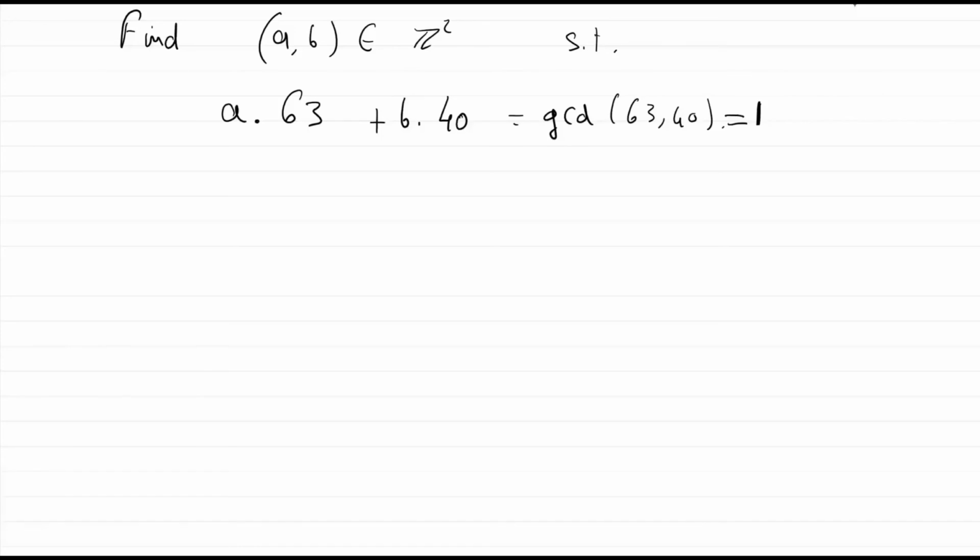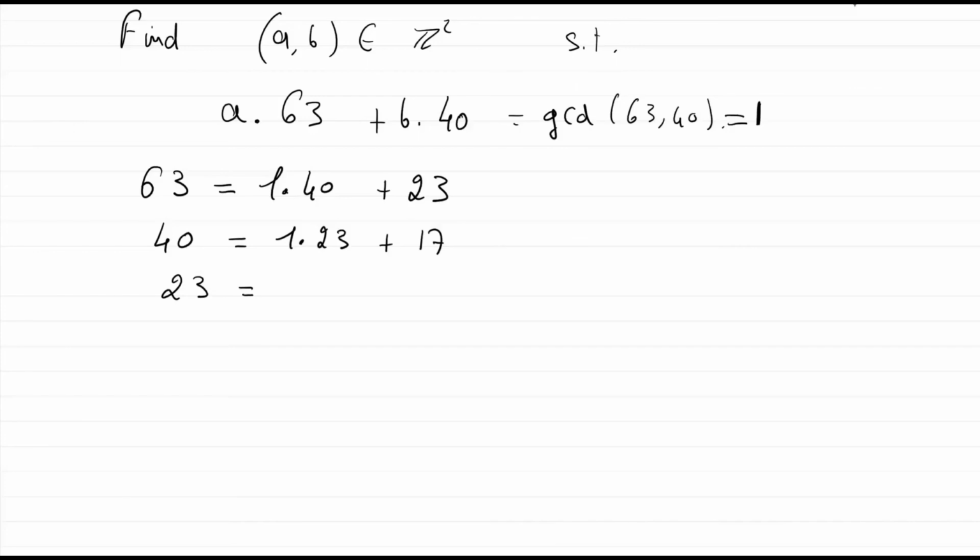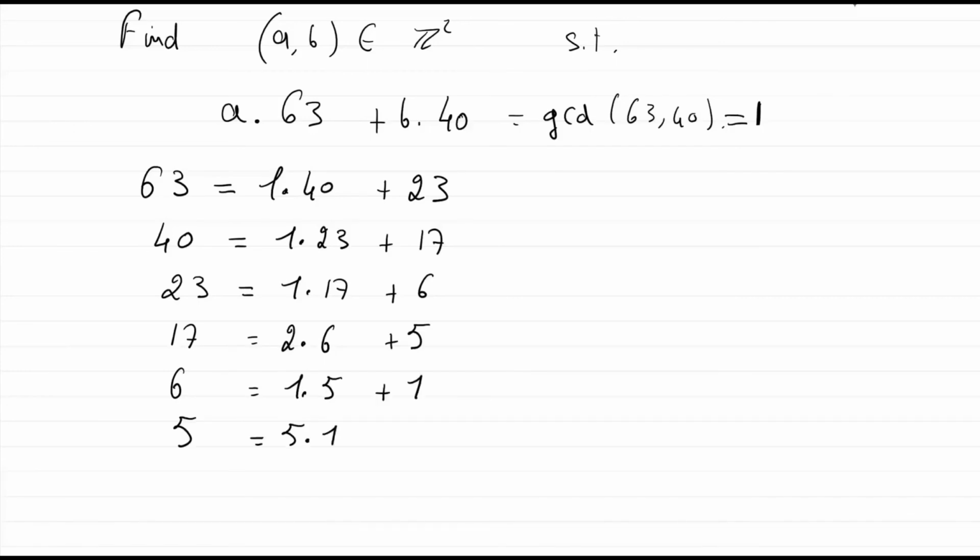So let's see. I start by dividing. 63, I write it as 1 times 40 plus 23, and then I divide 40 by 23. 40 is 1 times 23 plus 17. Now I divide 23 by 17. 23 is 1 times 17 plus 6. Now I divide 17 by 6. 17 is 2 times 6 plus 5. 6 is 1 times 5 plus 1. 5 is 5 times 1 plus 0. So indeed, the greatest common divisor is 1.